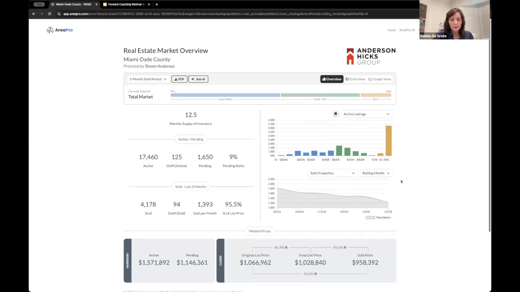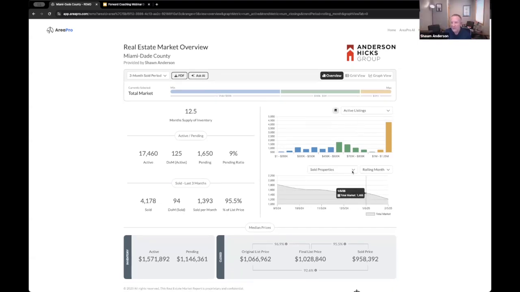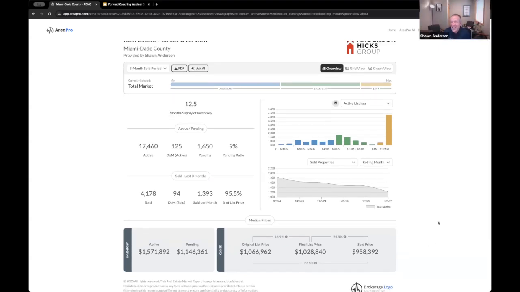Great question. So it looks to me like it's worth just under $1 million. Now that's the average, right? That's a good statement to call out, because this is not a CMA tool.